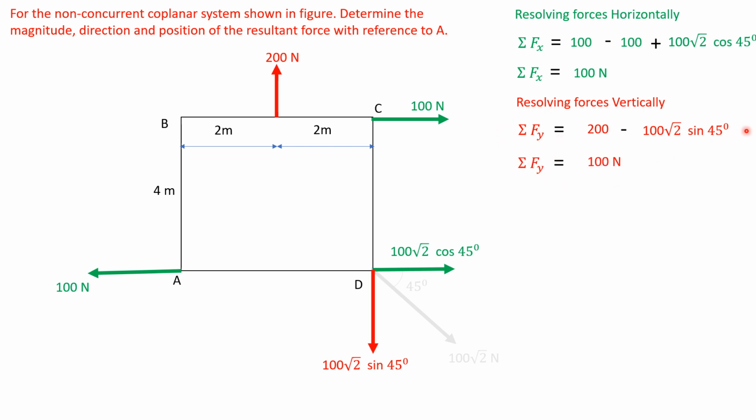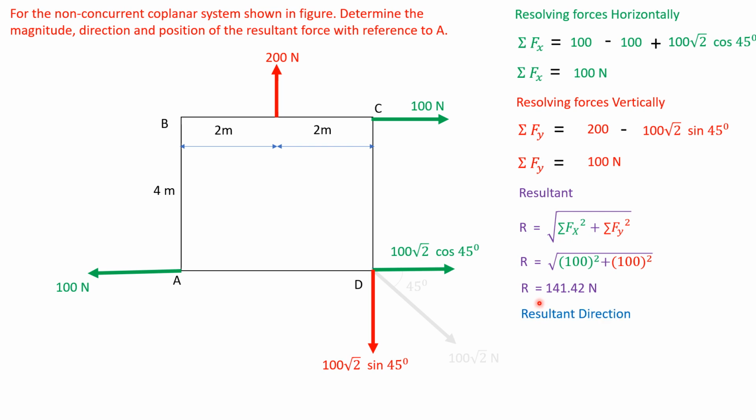Summation Fy, calculating all this, we get summation Fy as 100 Newtons. The resultant is given by R equal to the square root of summation Fx squared plus summation Fy squared. Substituting the values, we get R as 141.42 Newtons. The resultant direction is given by theta equal to tan inverse of summation Fy by summation Fx. Substituting the values, we get theta as 45 degrees.